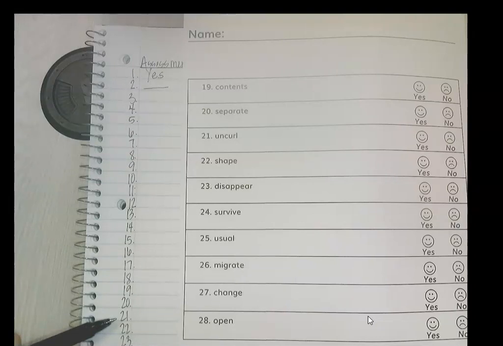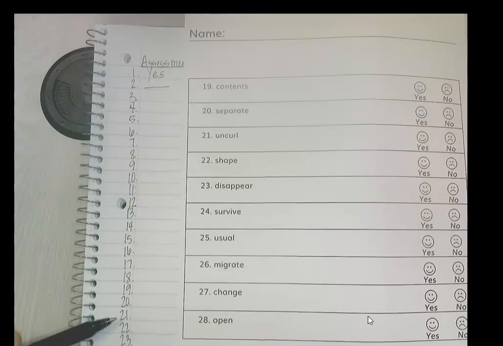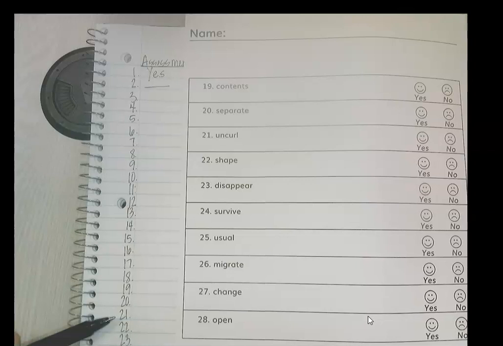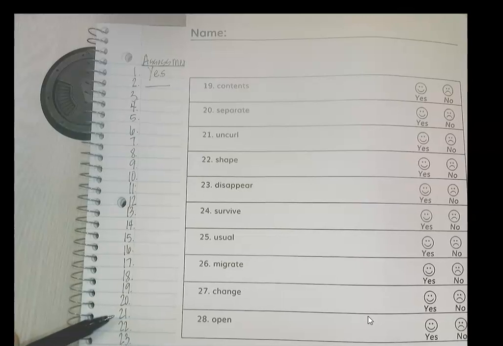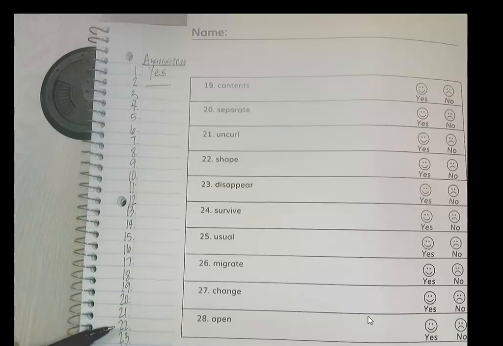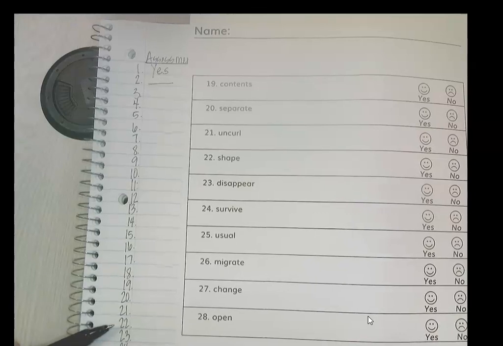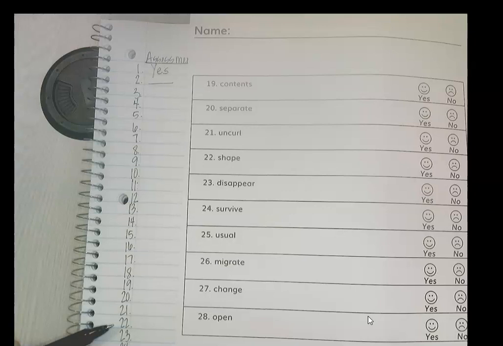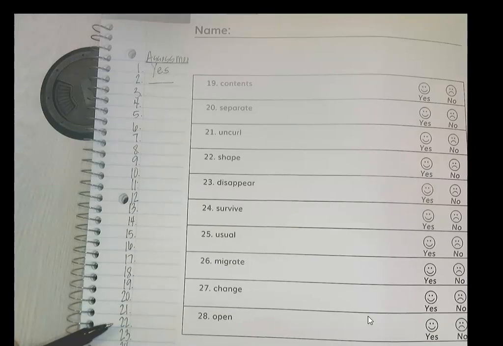21. Uncurled. If I uncurled my hair, did I make it more curly? If I uncurled my hair, did I make it more curly? 22. Shape. Does a book have a square shape? Does a book have a square shape? Yes or no?